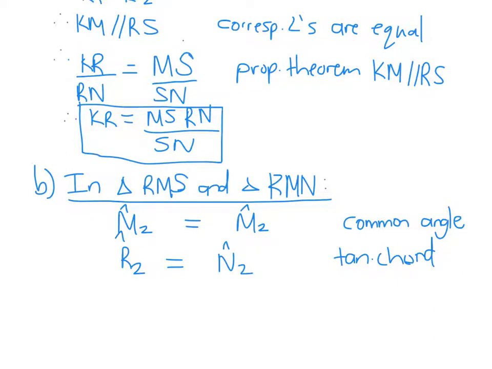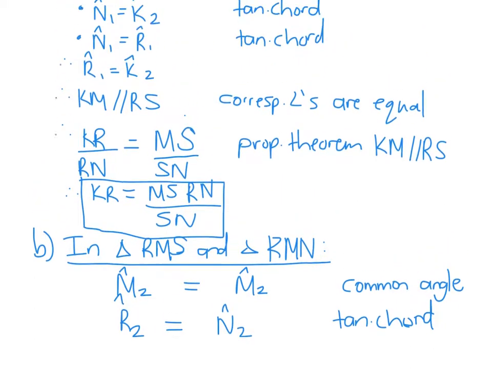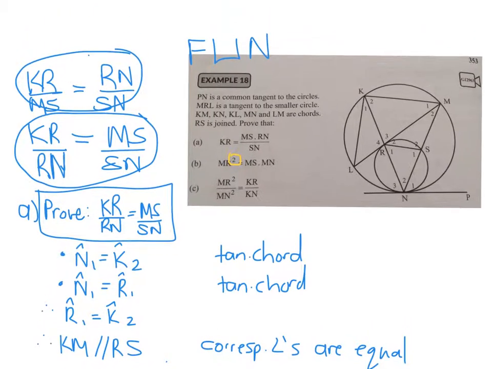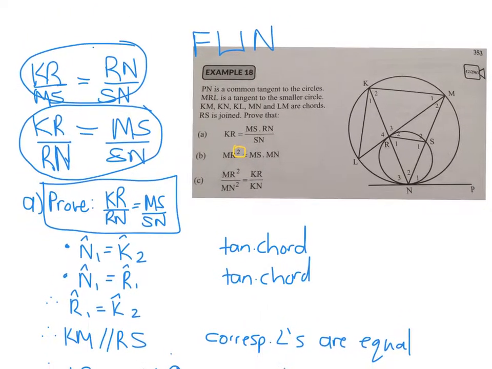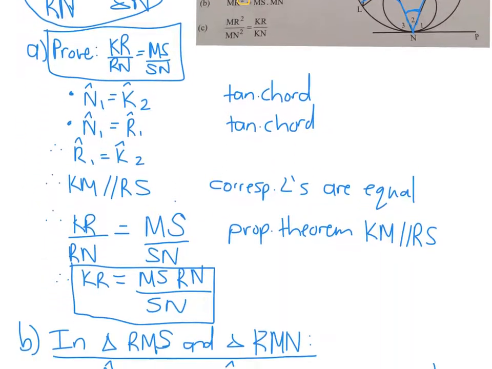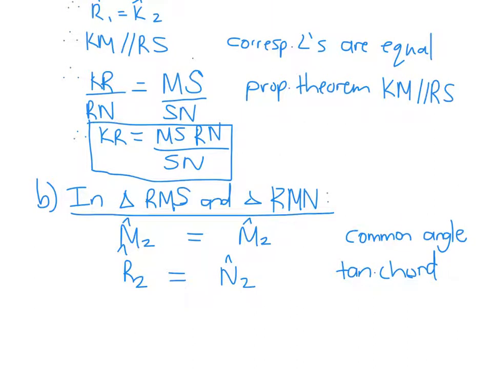Okay, let me go back and show that to you. So there's my tangent. Do you see that one is equal to, if I follow with my tangent, that angle. And there's my chord. That one is equal to that one. So angle R2 is equal to angle N2, tangent chord. And then I know the third one is just going to be angles in a triangle.